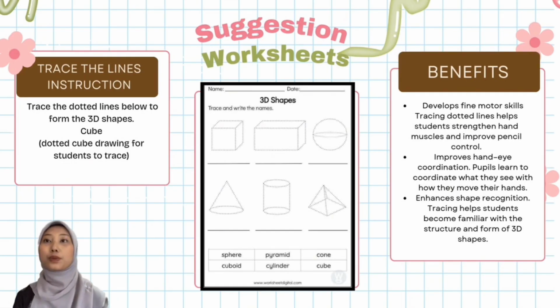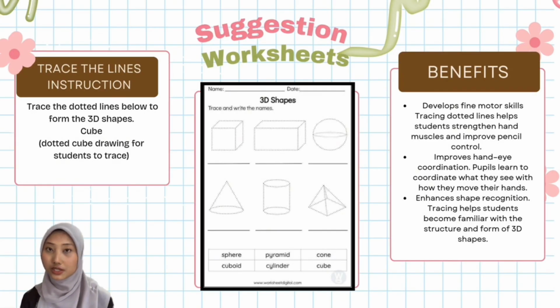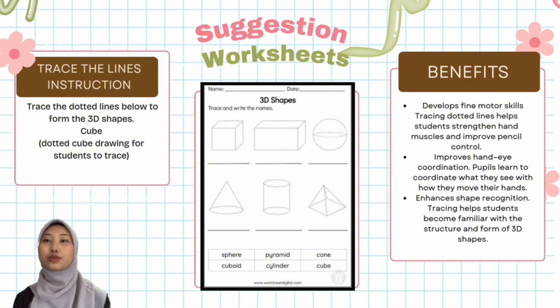Tracing activities help pupils develop their fine motor skills because they need to control their pencil movement while following the dotted lines. This activity also improves hand-eye coordination as pupils learn to match what they see with how they move their hands. In addition, tracing worksheets help pupils become more familiar with the structure and form of 3D shapes. Through repeated practice, pupils can gradually improve their shape recognition and drawing ability. In conclusion, tracing worksheets are suitable for pupils with lower ability level because they provide guidance while still allowing practice.